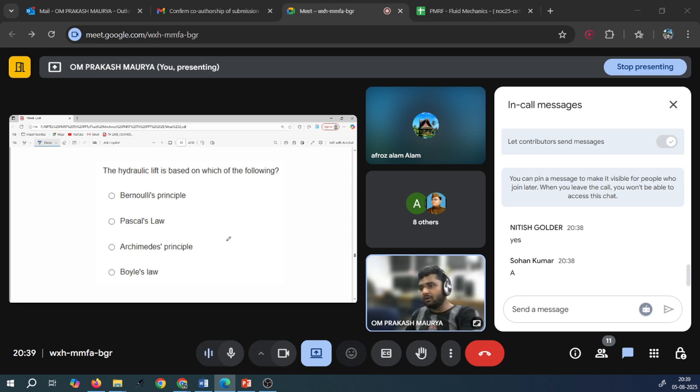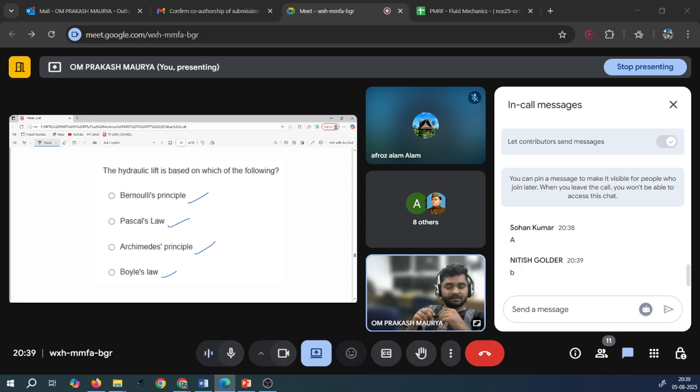The question is: the hydraulic lift is based on which of the following? Bernoulli's principle, Pascal law, Archimedes principle, or Boyle's law? We are talking about the hydraulic lift. One student is telling C, Archimedes principle. Other students please also try to write. Just think about what is Archimedes principle, what is Pascal law, what is Bernoulli's principle, and what is Boyle's law. Then you will be able to give the correct answer.